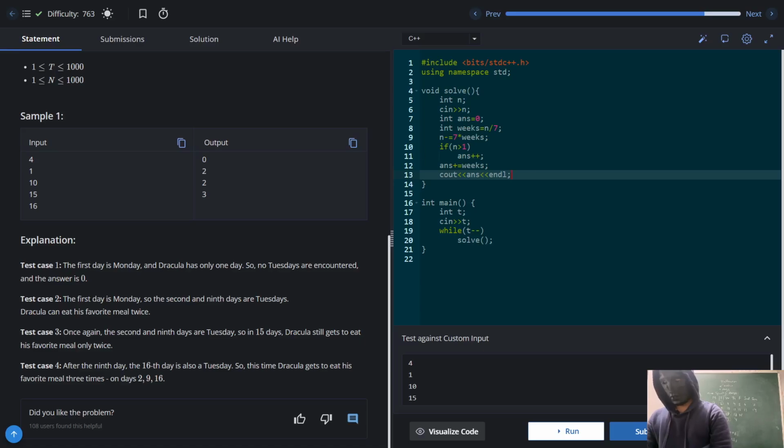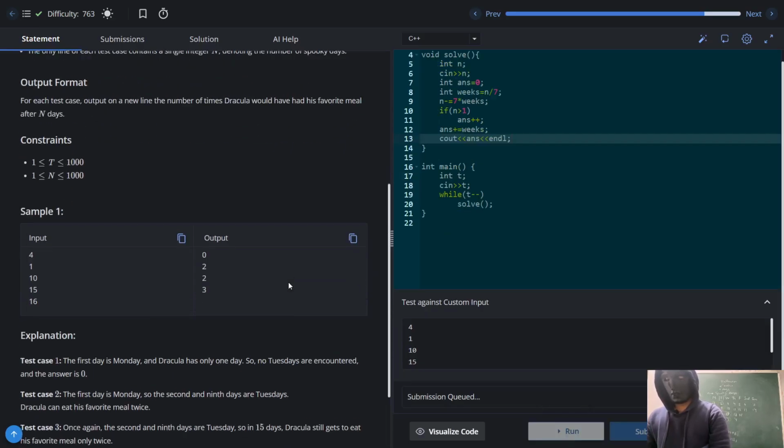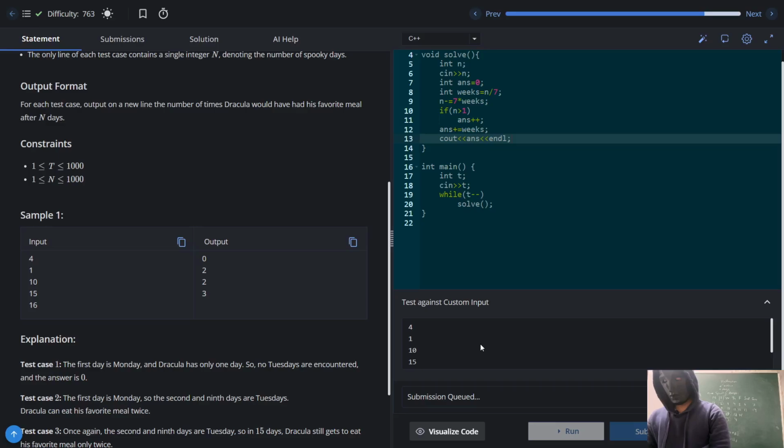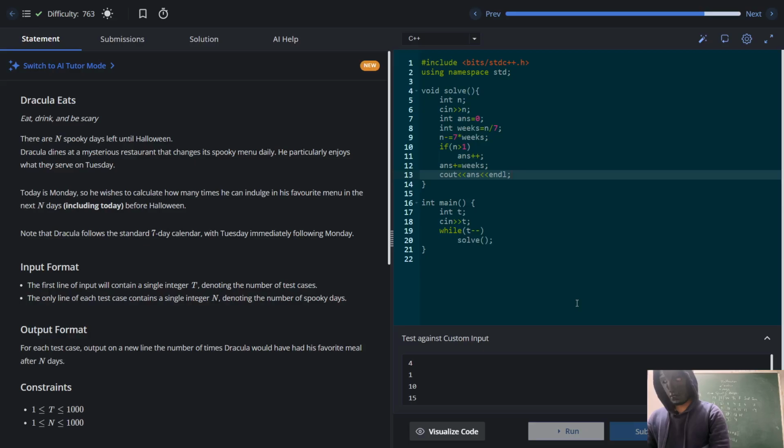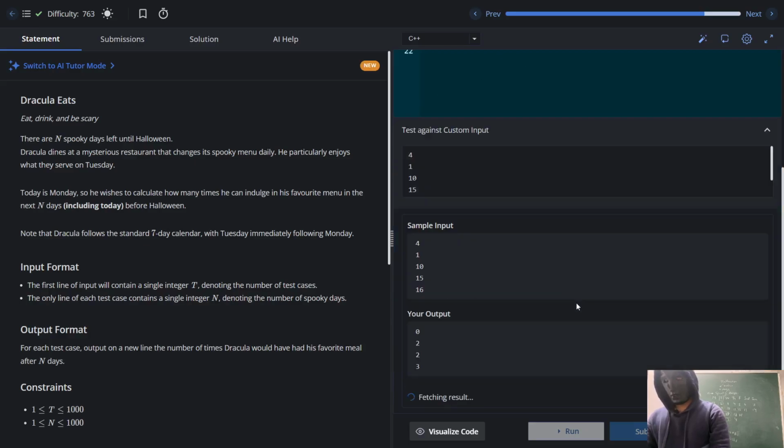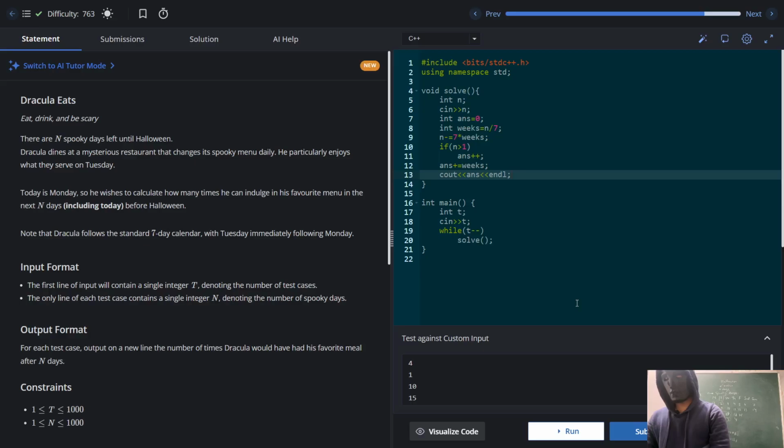Let's try to run it. We should be getting 0 2 2 3. Yeah, we are getting it. Let's try to submit it. So yeah, it got accepted. So it was an easy problem only.